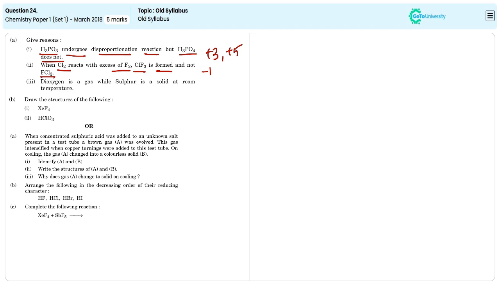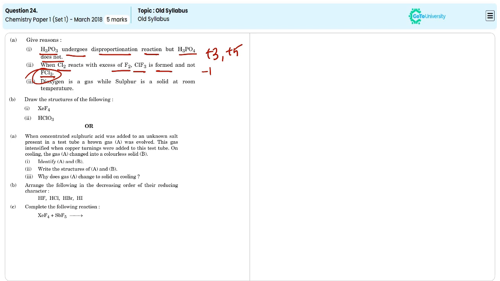Another reason we can give is that ClF3 is more stable compared to FCl3, and the high reactivity of fluorine and its strong oxidizing nature favor the formation of ClF3, because chlorine can accommodate 3 fluorine atoms in a stable arrangement.